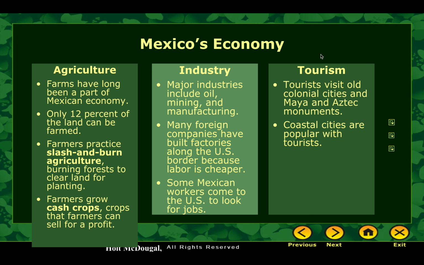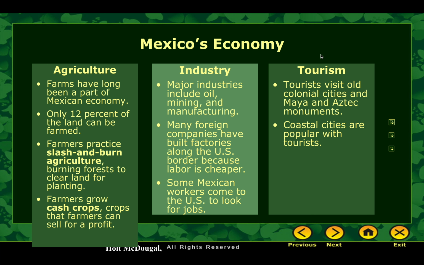So what do people do in Mexico for jobs? Agriculture is a very big part of the jobs in Mexico. Farms have long been a part of Mexico's history. Only about 12% of the land, though, is able to be farmed. And they practice something called slash and burn, where they burn forest in order to clear land for planting. Farmers grow cash crops, crops that farmers can sell for a profit.